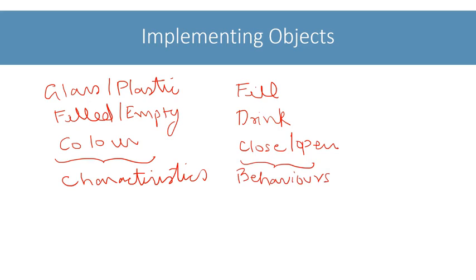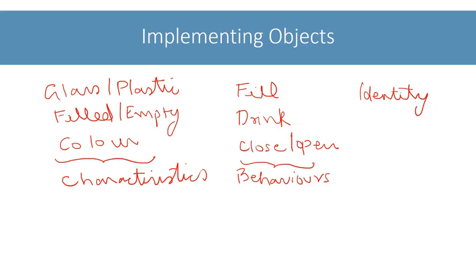The bottle belongs to someone. It may be your bottle, or your friend's bottle, or your parents' bottle. This gives the bottle an identity. This identity helps to identify the bottle even if the characteristics of two bottles are the same.